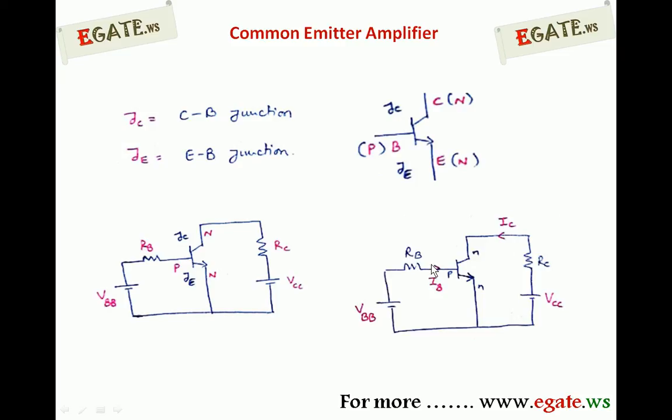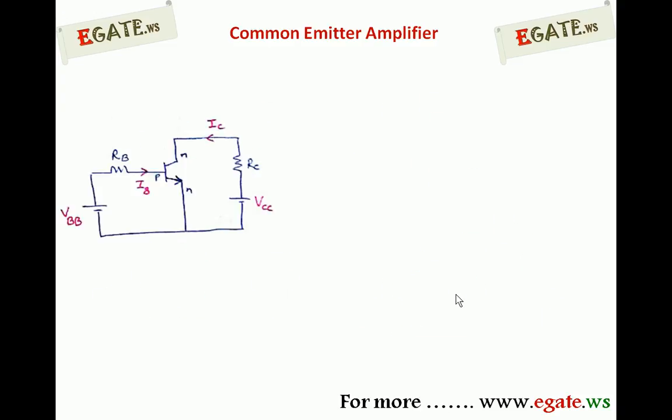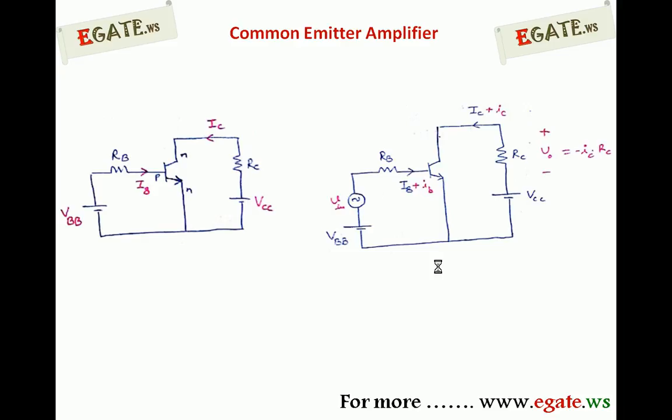Now if you apply any AC signal at the input side, that can be amplified. So let us assume you are applying an AC signal. The AC signal is going to be superimposed on the DC voltage VBB.